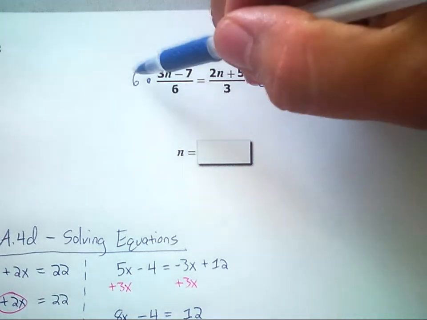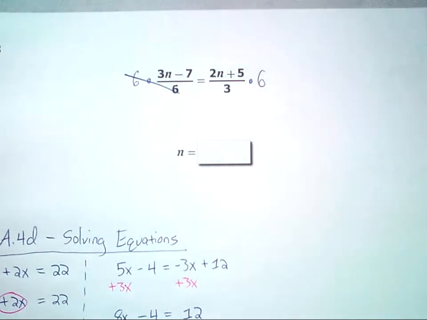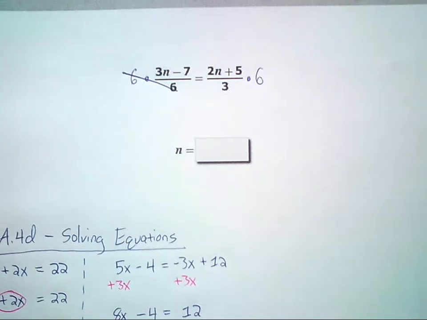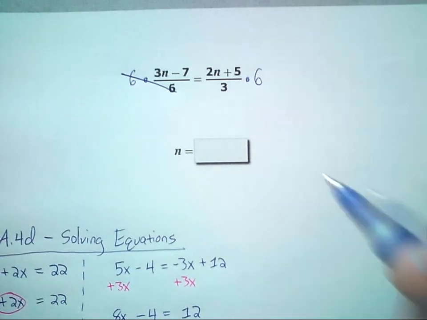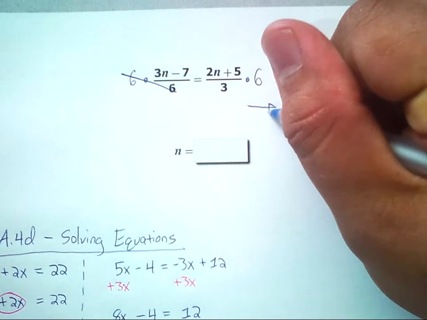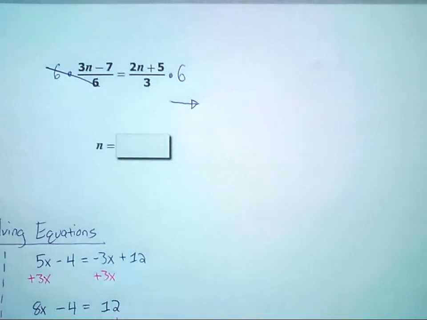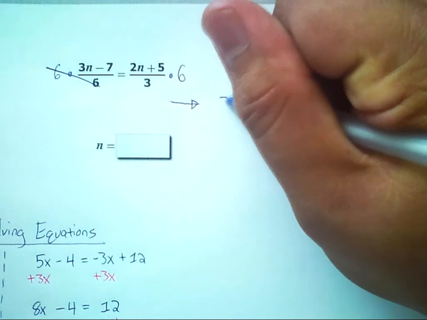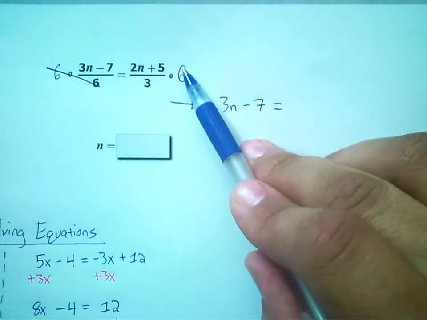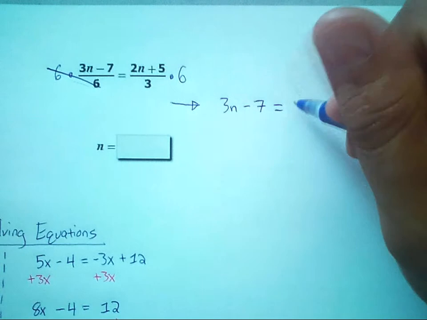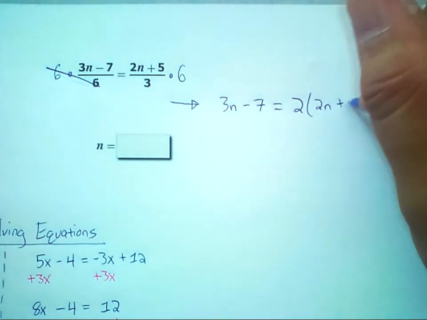Now, it's kind of nice over here. That cancels out. It's an opposite operation. However, 6 divided by 3 doesn't cancel out. It becomes a 2. So our problem, and I'm going to have to write it a little bit off to the side here, so bear with me, is going to become this. The 6 canceled out, so we're left with 3n minus 7. However, 6 divided by 3, we're still going to have to multiply the right side by 2.